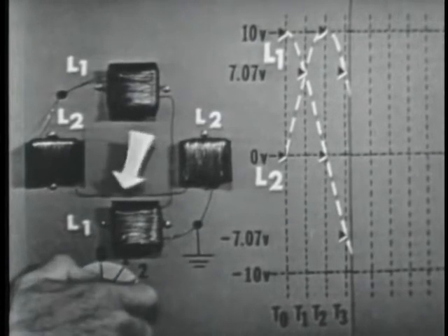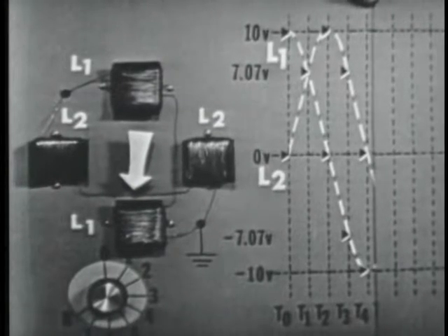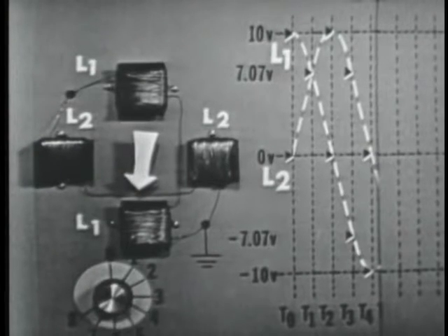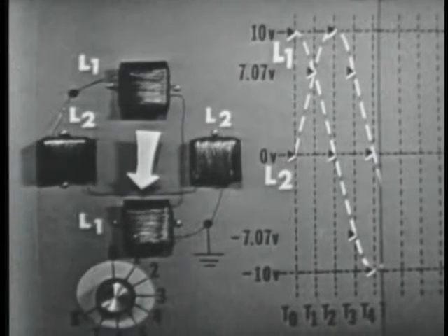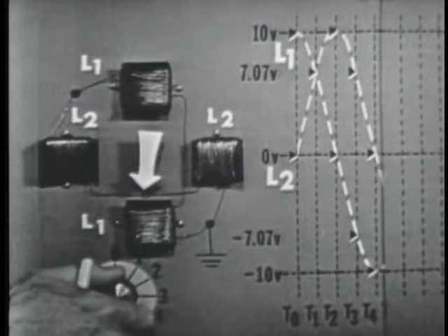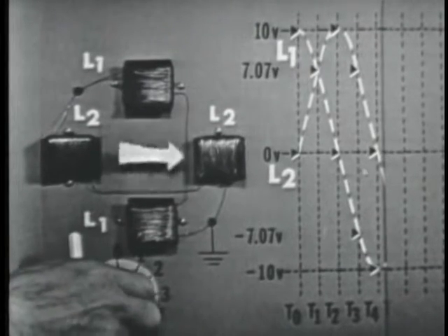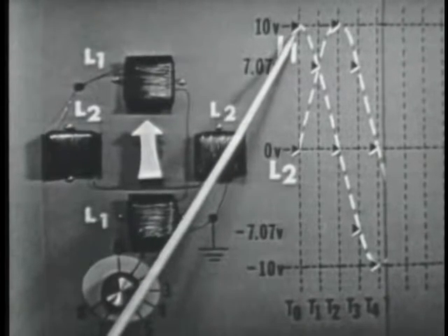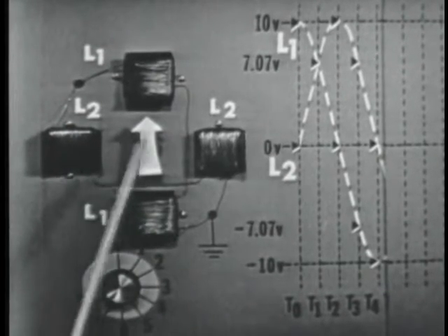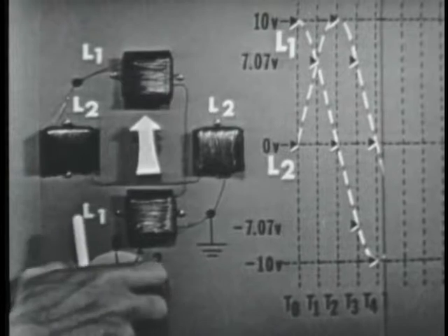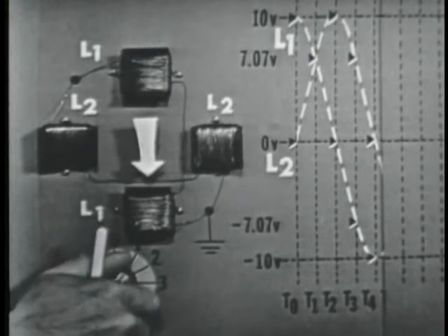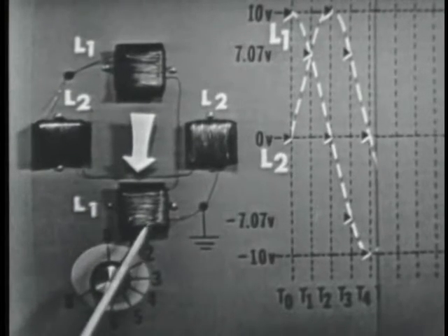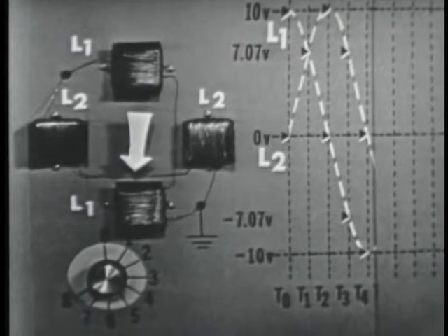Now I think time 4 will prove this, Bob. Sure will. Now only L1 has voltage applied, and of course it's negative 10 volts. Now see the difference between time 4 and time 0. At time 0, L1 was at max positive. The pointer showed that the magnetic field was moving up. However, at time 4, L1 is at max negative. The polarity is reversed, and the pointer shows that the magnetic field is also reversed.